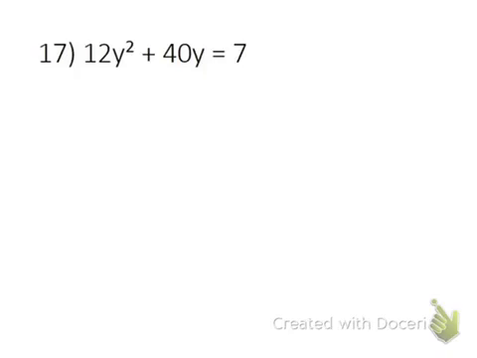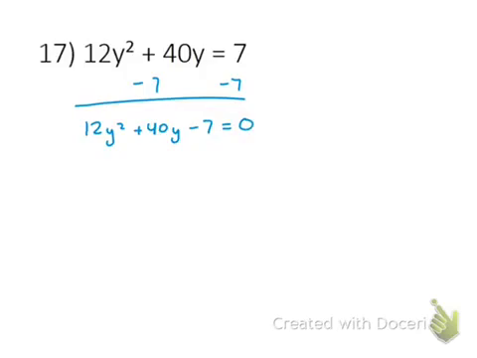Question 12, just like the other ones, it's not set equal to 0, so we have to get it set equal to 0. To do that, I'll subtract 7 from both sides of the problem. So that means I end up with 12y squared plus 40y minus 7 equals 0. Because of my leading coefficient of 12, I'm going to use slide divide. So I'm going to slide this back and multiply it by the negative 7.